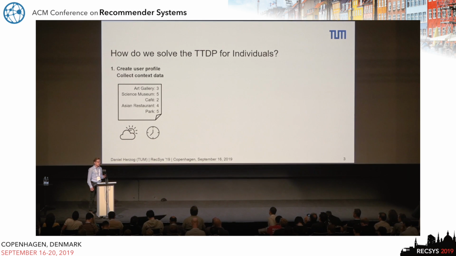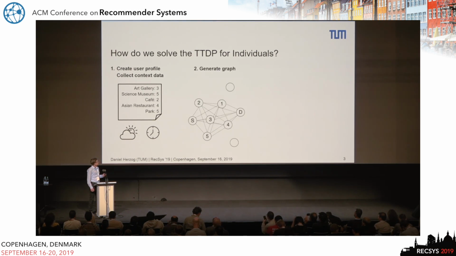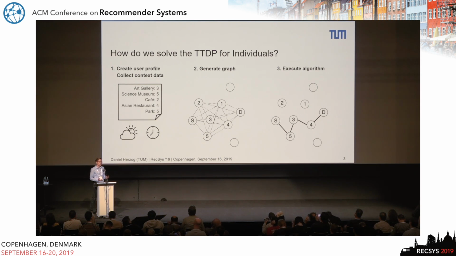We've been working a lot on solving this problem for individuals, and our approach always works as follows. First of all, we collect relevant user preferences and context data. Then we collect the relevant points of interest in the area between the starting point and destination. We score them based on the data we just collected, and then we create a graph where every node is connected with all the other nodes. Eventually, we run a tourist trip algorithm which finds a path from the starting point to the destination containing some of the most attractive points of interest while not violating constraints such as time.